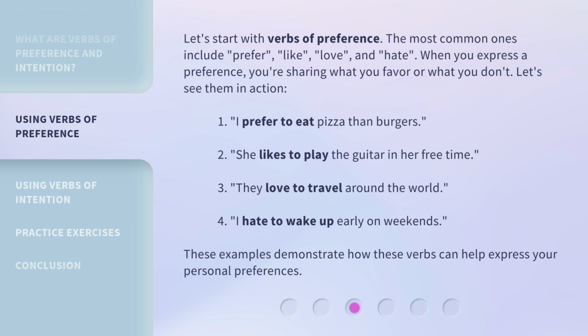1. I prefer to eat pizza than burgers. 2. She likes to play the guitar in her free time. 3. They love to travel around the world. 4. I hate to wake up early on weekends. These examples demonstrate how these verbs can help express your personal preferences.